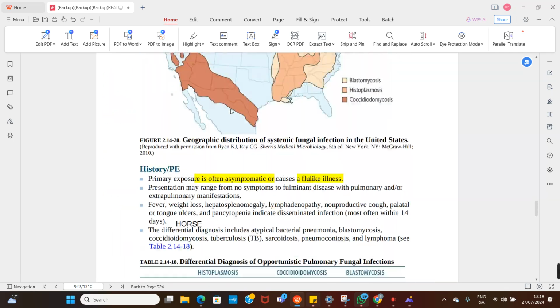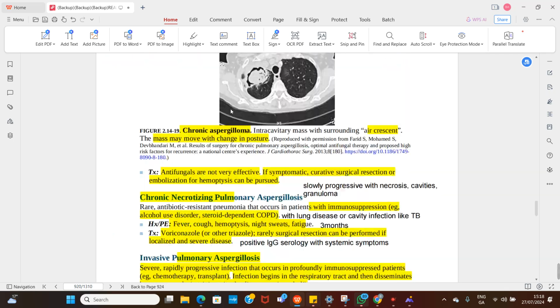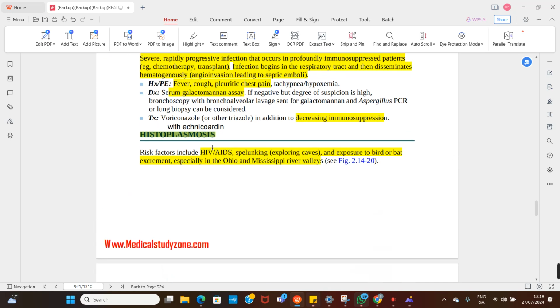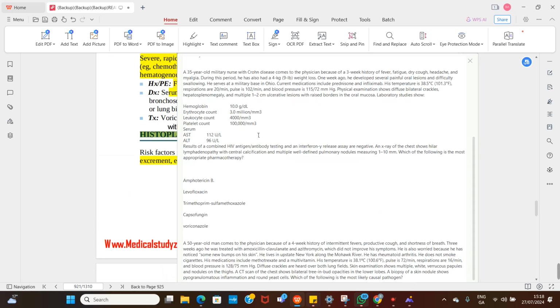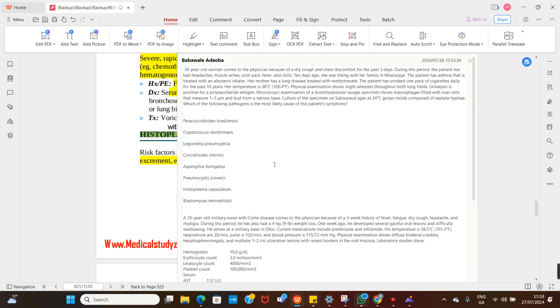Let's see if we have some questions to substantiate things. So, a 30-year-old woman comes to the physician because of dry cough and chest discomfort for the past 3 days. During this period, the patient had headaches, muscle ache and pain, fever, chills. 10 days ago, she was hiking with her family in Mississippi. So, with Mississippi, what are the two differentials? Histo and blasto.